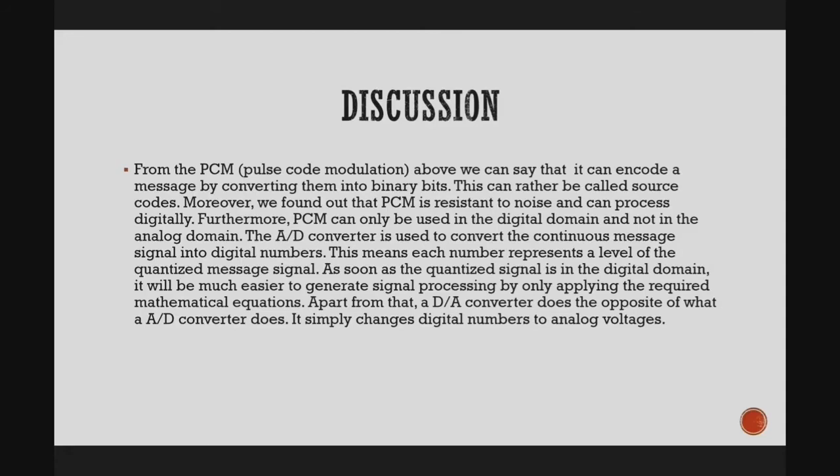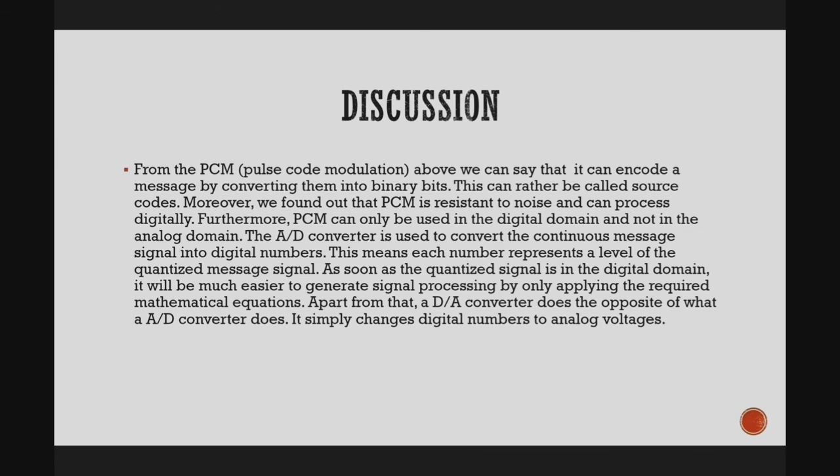For this assignment discussion, we can conclude that pulse code modulation, which we did above, can encode a message by converting it into binary bits. Besides that, this can be called source coding. Moreover, we found out that PCM is resistant to noise and can be processed digitally. And pulse code modulation can only be used in the digital domain and cannot be used in the analog domain.